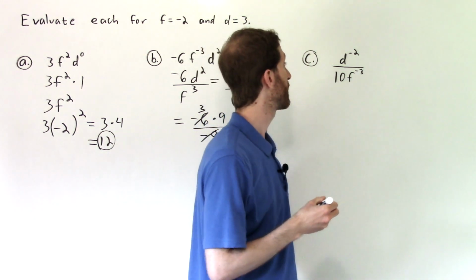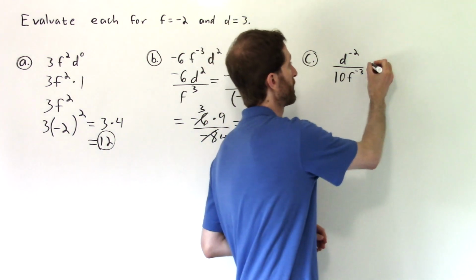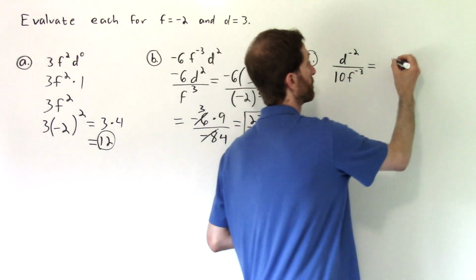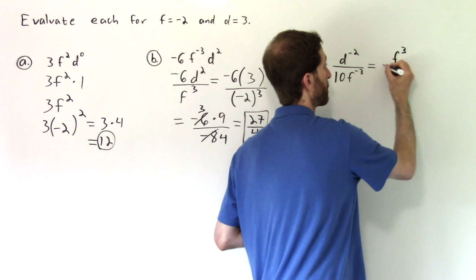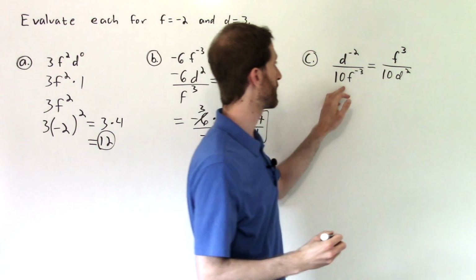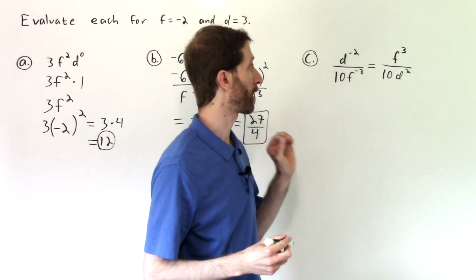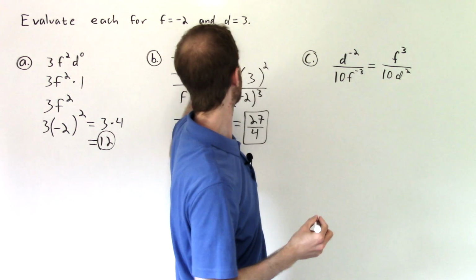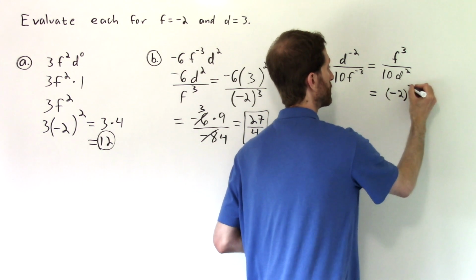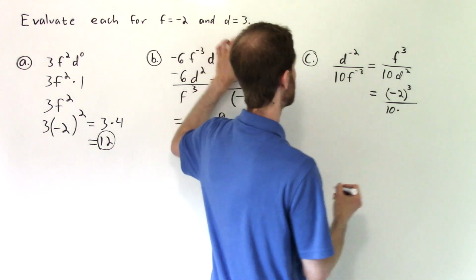So I've got d to the -2, and with d to the -2 comes a little bit of simplifying, right? That'll go into the denominator. F to the -3 goes in the numerator. So I have f to the 3rd all over, the 10 is hanging out, d squared. Very important you recognize the 10 is not being raised to a negative power, and that's why it remains in the denominator. Okay, so now from here, I'm going to evaluate in my numbers, -2 for f, again, parentheses. So it's -2 cubed all over 10 times d squared, which is going to be 3 squared.